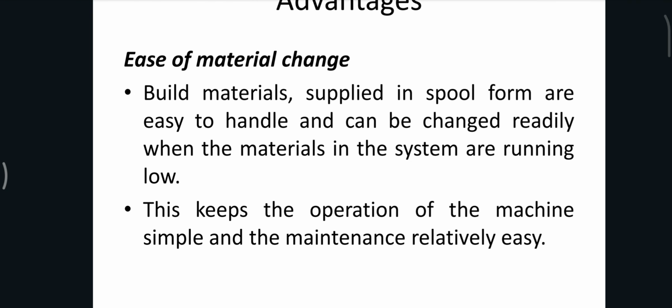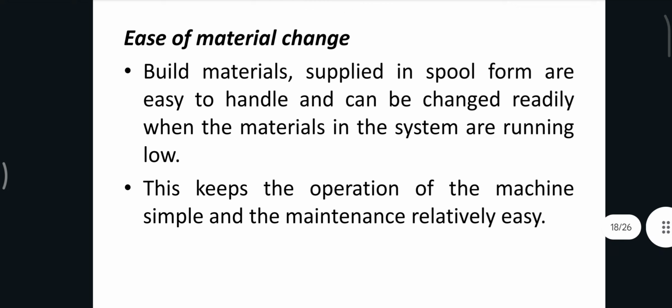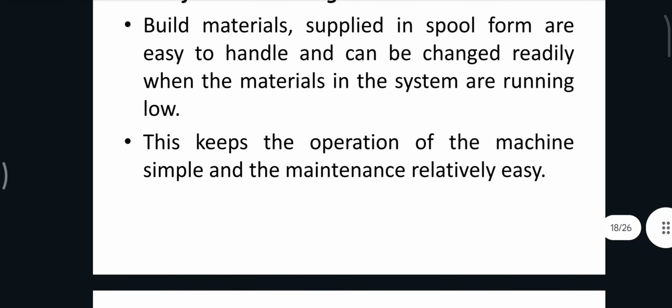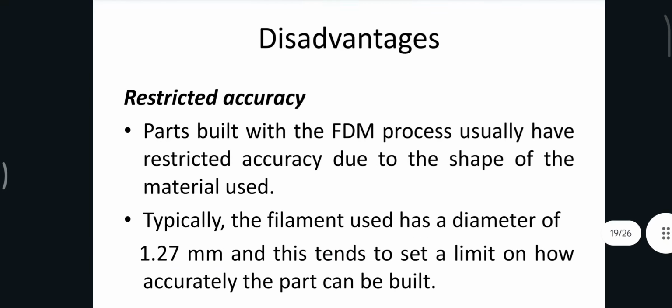Build materials supplied in spool form are easy to handle and can be changed readily when the material in the system is running low. This keeps the operation of the machine simple and maintenance relatively easy.